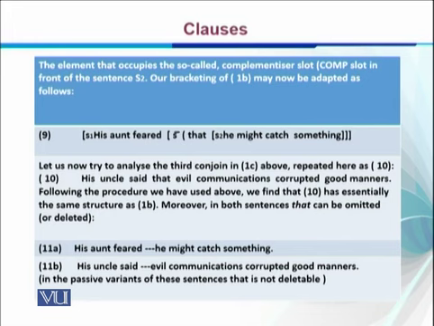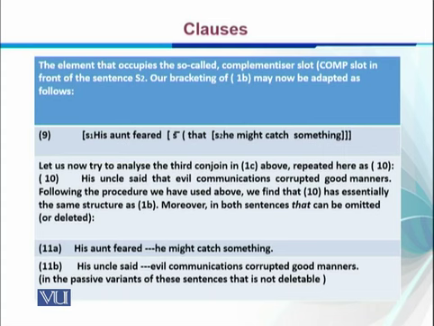So the element that occupies the so-called complementizer slot is at the front of the sentence. Our bracketing of 1b may be adapted as: his aunt feared, this is sentence 1, then we have that as S bar, and sentence 2, he might catch something.